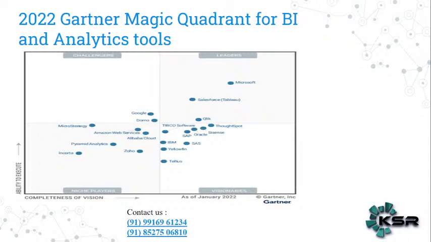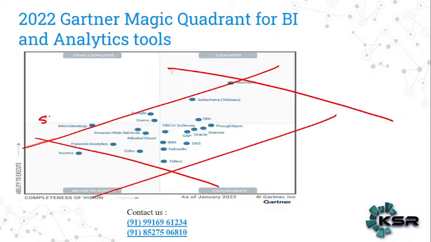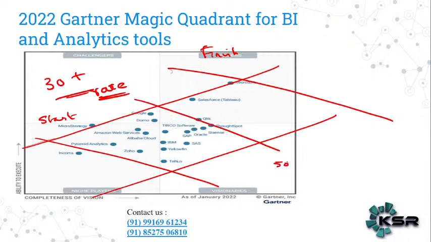I'll ask you to imagine this is like a race. This is like the start. This is like the finish line. Now imagine 30 plus tools are running for a race. 30 tools are running for a race. Now, what is your thought when 30 tools are running for a race to touch the finish line? This is 50% of the race.